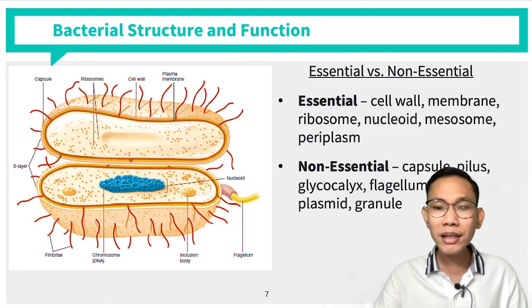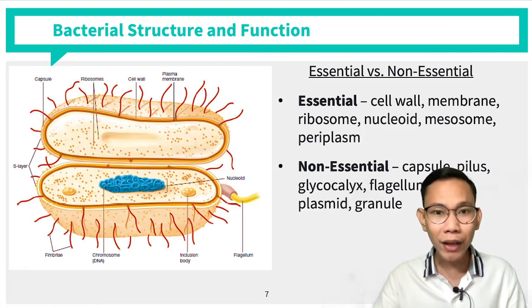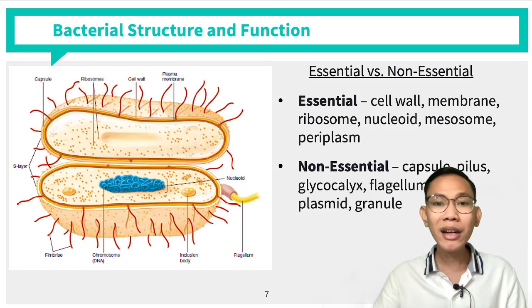However, these different non-essential structures will make your bacterium more pathogenic. They can make your bacteria more infectious. They can make your bacteria survive longer. So later on, we will learn why these different non-essential structures make your bacteria stronger or more pathogenic. So if a bacterium, for example, possesses a non-essential component, it is more virulent.